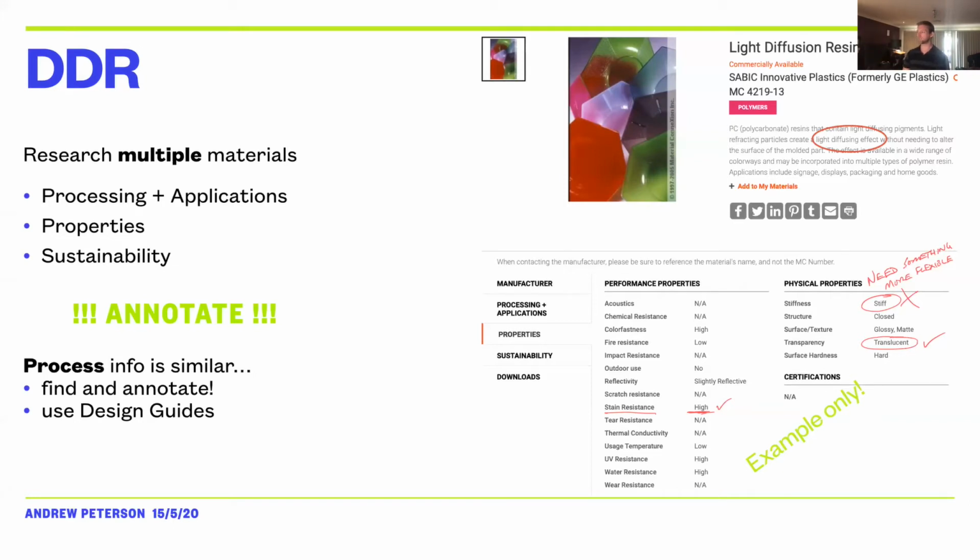But, oh, maybe we actually need something more flexible. So no, this material is not going to work. So don't just show one material, but explore a range of materials. And you can then work out, okay, well, which one's going to be the best? And you annotate everything.